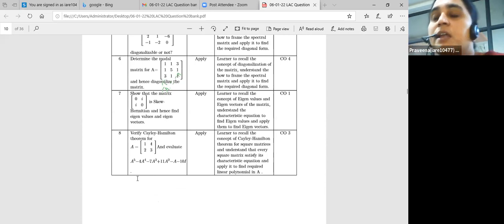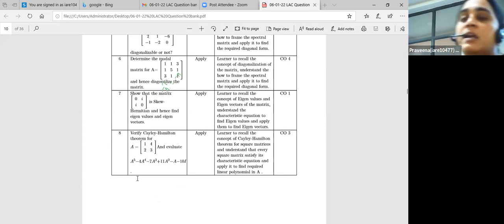For A is equal to 1, 4, 2, 3, and evaluate A power 5 minus 4A power 4 minus 7A cube plus 11A square minus A minus 10I. Okay, here what's the concept of this question? It might be there in your notebook. We have to reduce that as linear. Is it clear? Or evaluation means directly substitute all: A power 5, A power 4, A cube, A square and A.